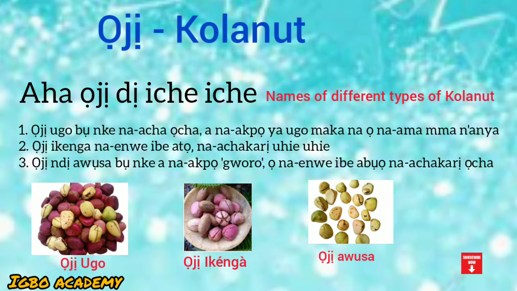So there are 3 types of Kolanut. There is the Ojugo, the one that is white. There is Oji Ikenga, the one that is pinkish. And there is Oji Awusa, the one that breaks only into 2.